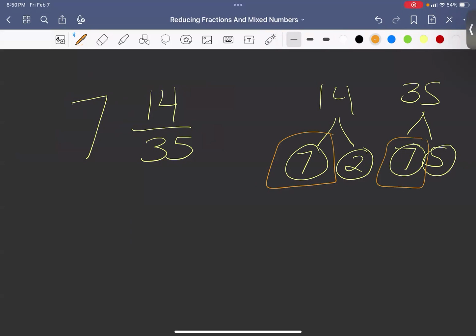So what should I divide 14 and 35 by? I'm going to divide both the numerator and denominator by 7. Then 14 divided by 7 is 2, and 35 divided by 7 is 5. So we have 2/5. Then we have 7. So the final answer is 7 and 2/5.